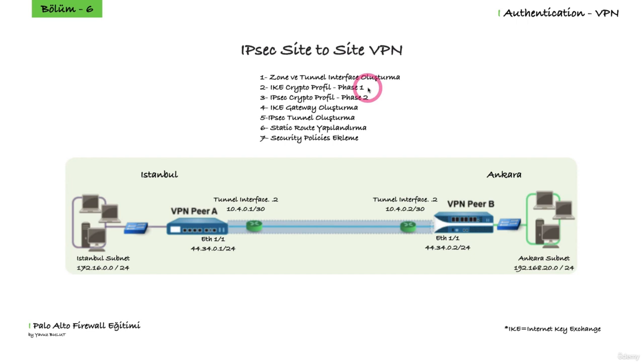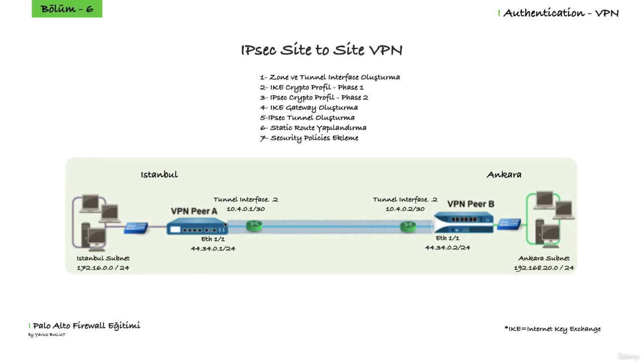In third step we will create IPsec crypto profile for phase 2. In fourth step we will create a gateway. In fifth step we will create IPsec tunnel. In sixth step we will create static route on our firewalls. And in the last seventh step we will create security policies.